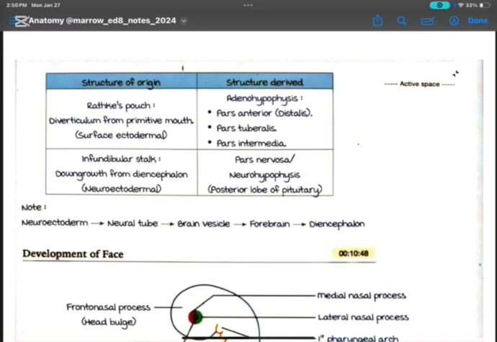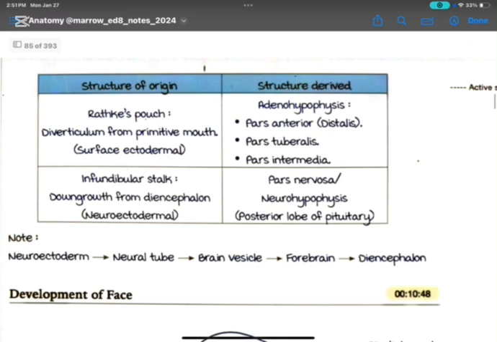Structure of origin. Rathke's pouch, diverticulum from primitive mouth. Surface ectodermal. Structures derived: adenohypophysis, pars anterior, pars tuberalis, pars intermedia.